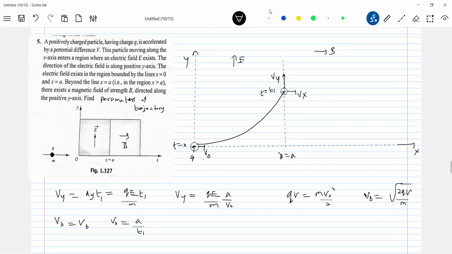Okay, let's see, I got Vy in terms of this. So what is further a, you can write it as qE by m, no? So this will become qE by m whole square by V naught. Keep it here. And now it's a parabolic path, no?